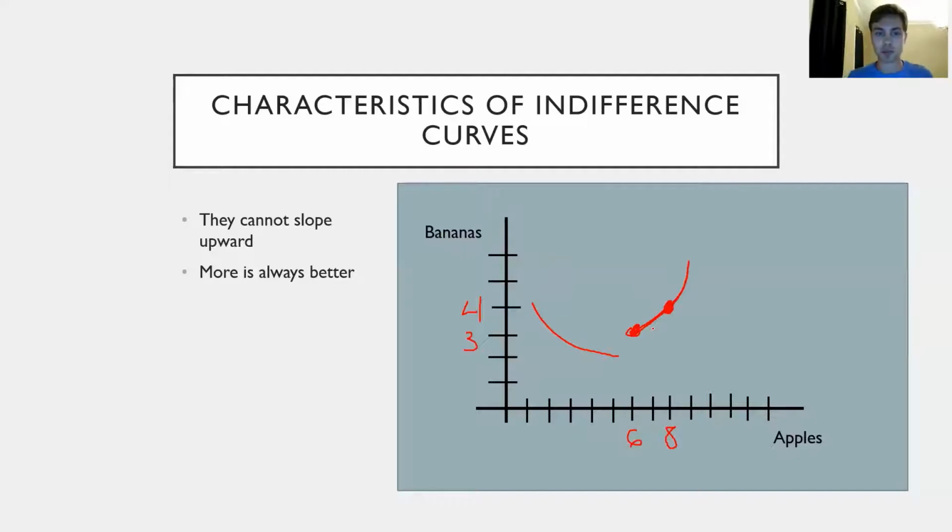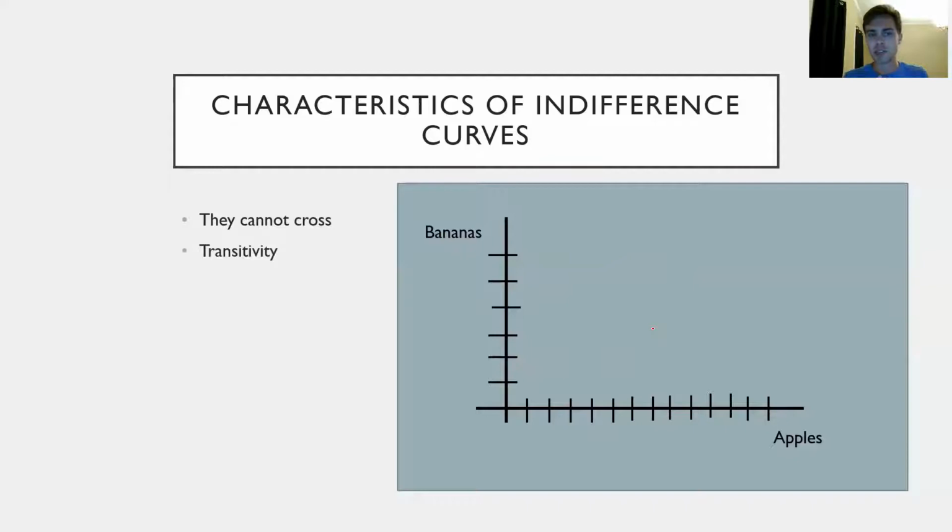Essentially, there has to be some trade-off for us. If we're getting more bananas, we have to be giving up some apples in order to stay on the same indifference curve, because otherwise we'd just be increasing our utility and therefore getting off of that indifference curve.